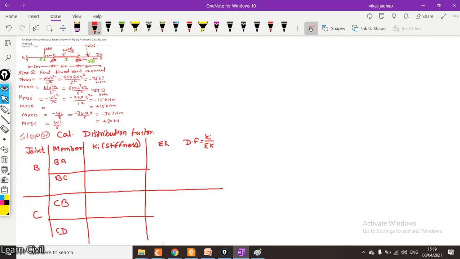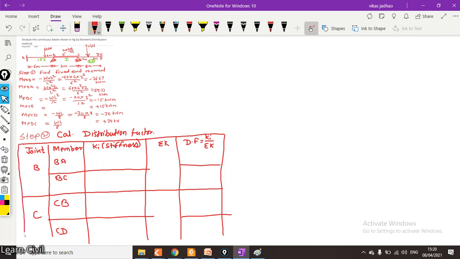Okay, now we have to calculate the stiffness. So we have to prepare a table like this.